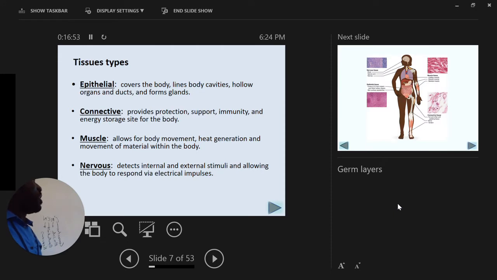Okay, I've talked about this. Now, types of tissues. That's what I have here, right? Your epithelial tissue is like a broadsheet, S-H-E-E-T, right? It's like a sheath.